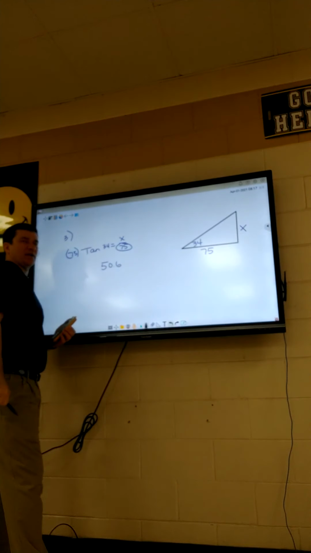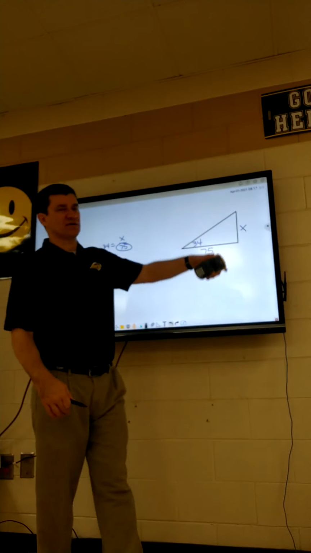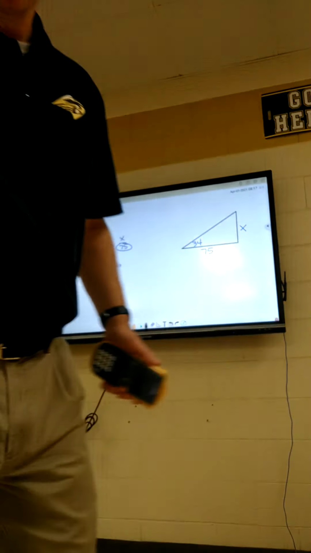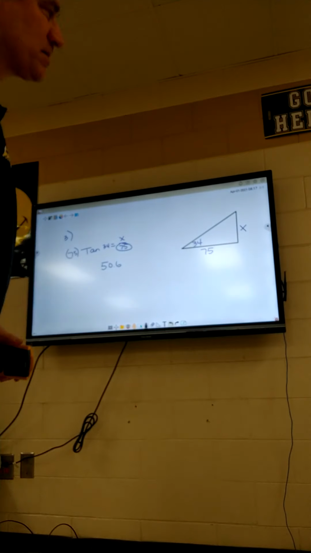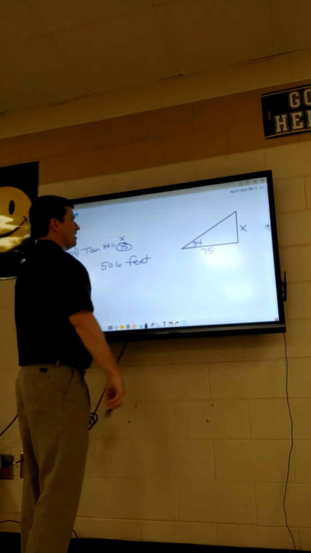How come it's okay to leave that one as a decimal? Because we're not talking about an angle. We're talking about a side, and we're actually talking about feet. So 50.6 feet. That's how high the flagpole is.